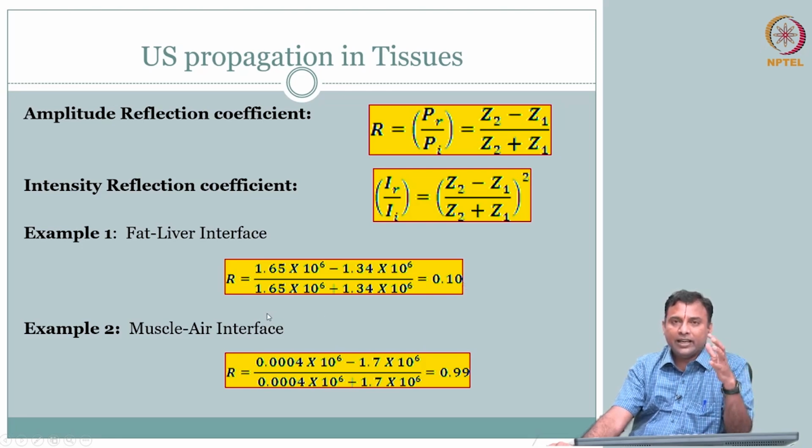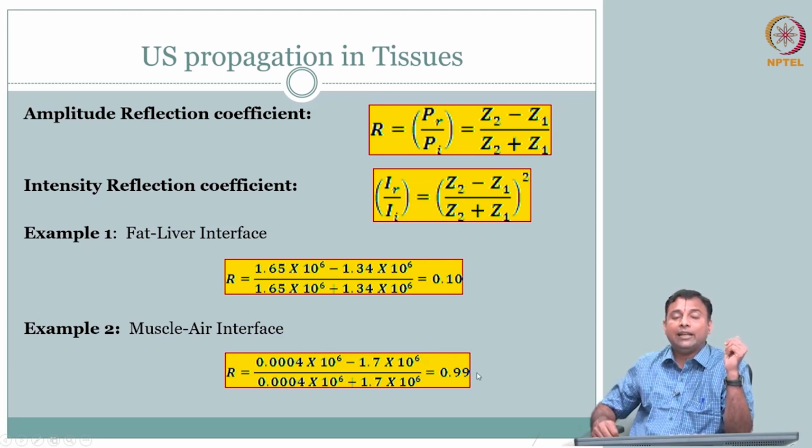So in relation to this, what do we interpret? Here, what is happening? I have a muscle-air interface, which is 99%. Here I get a lot of signal back. 99% comes back when it encounters this interface.